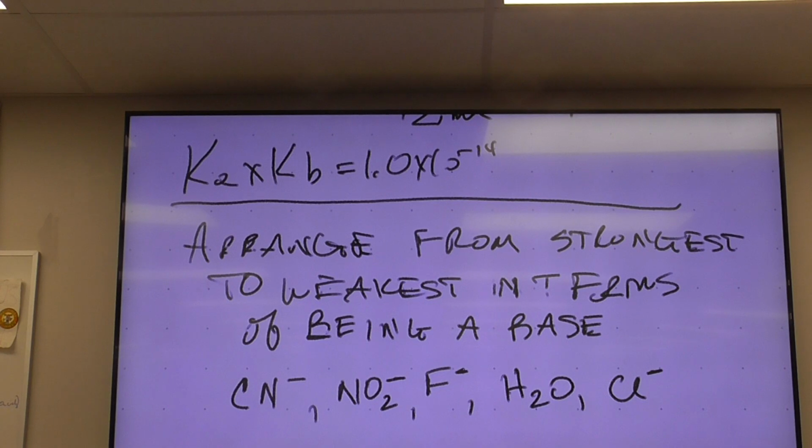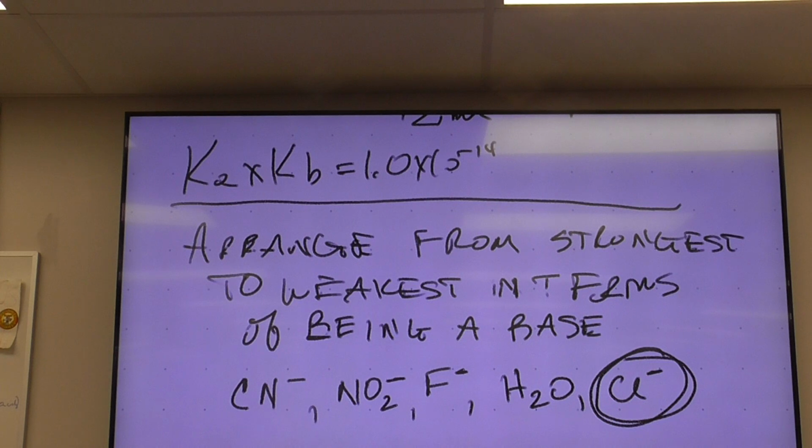So, right away, which one do you think is going to be the most unwilling to take in a proton? Cl minus. Why? It's the conjugate base of a strong acid. So this has no desire whatsoever. This is going to be a horrible base. Now remember, water is like a tipping point.